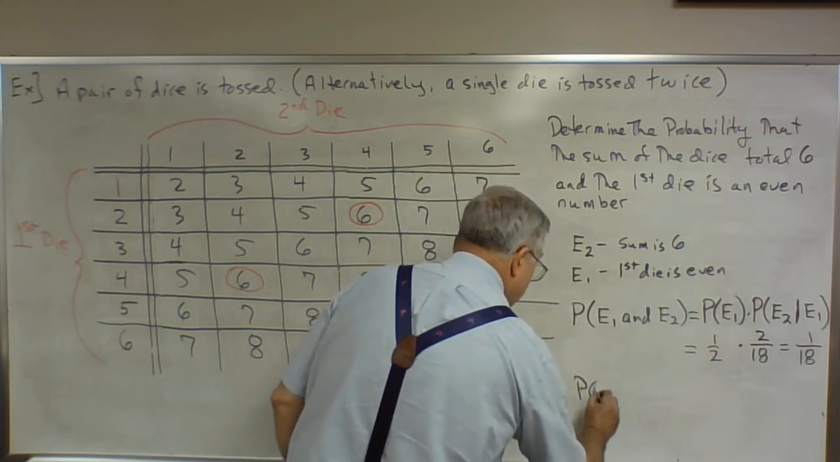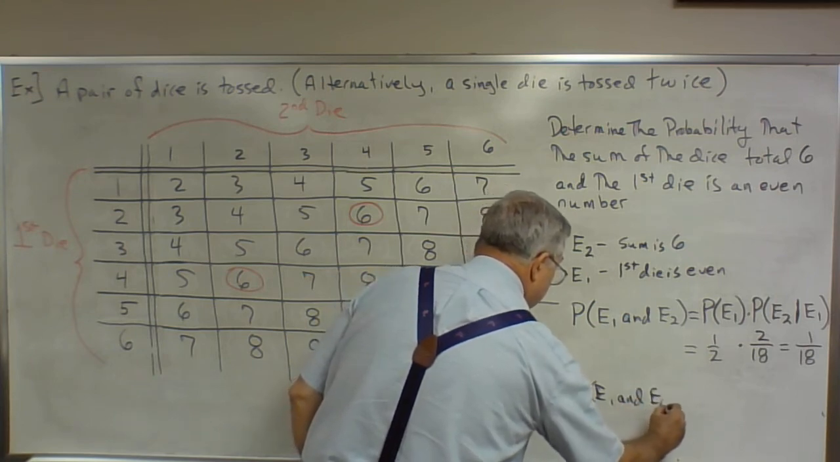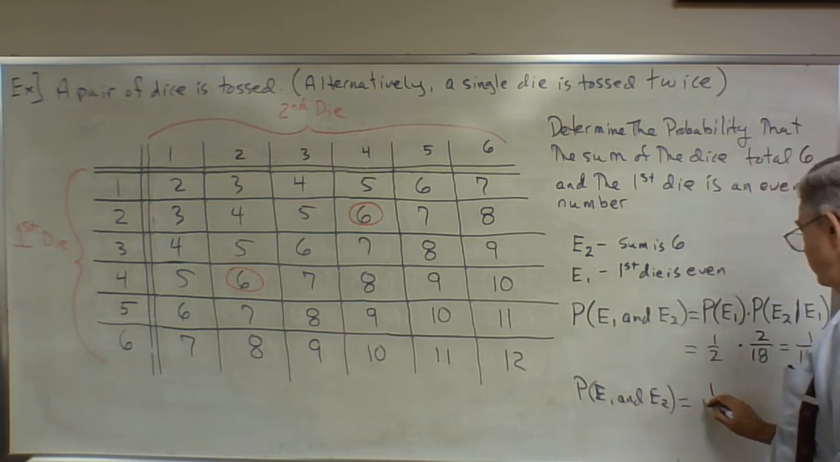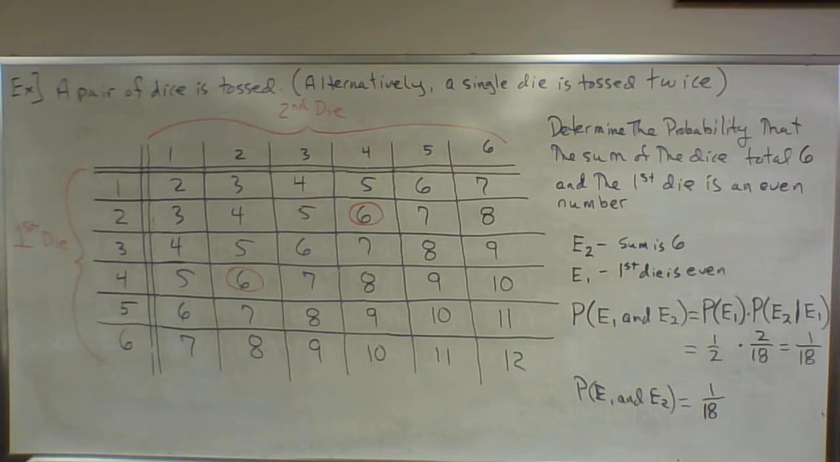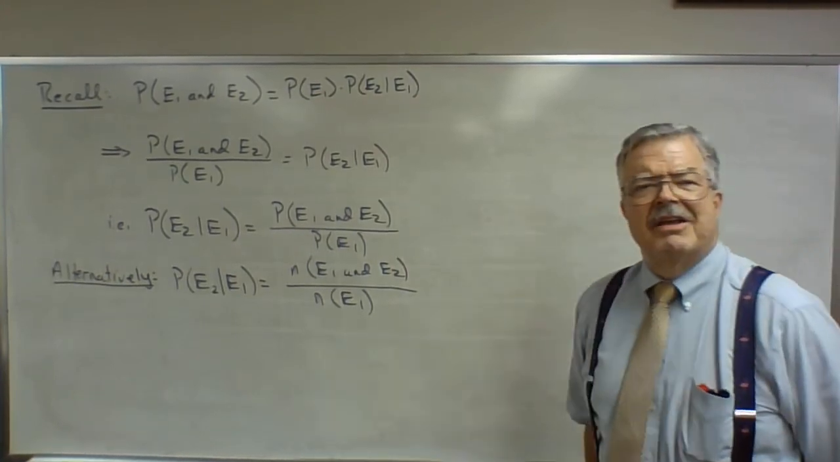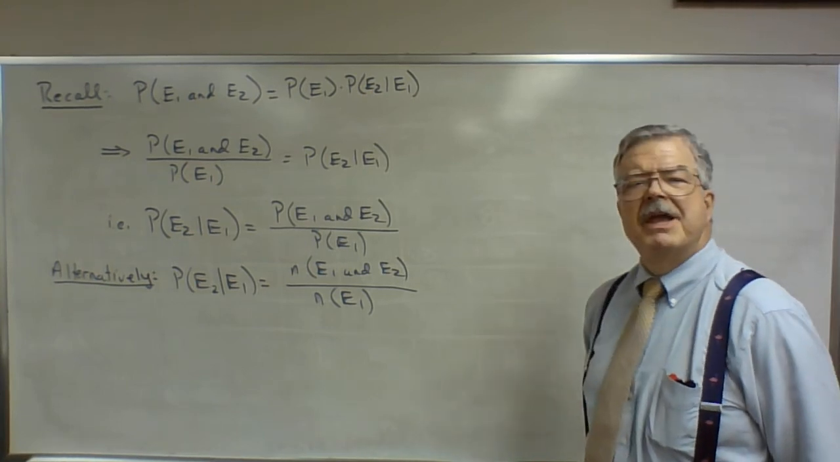The probability of E1 and E2 is going to be 1/18. In our text, our authors have an alternative formula that may prove helpful.